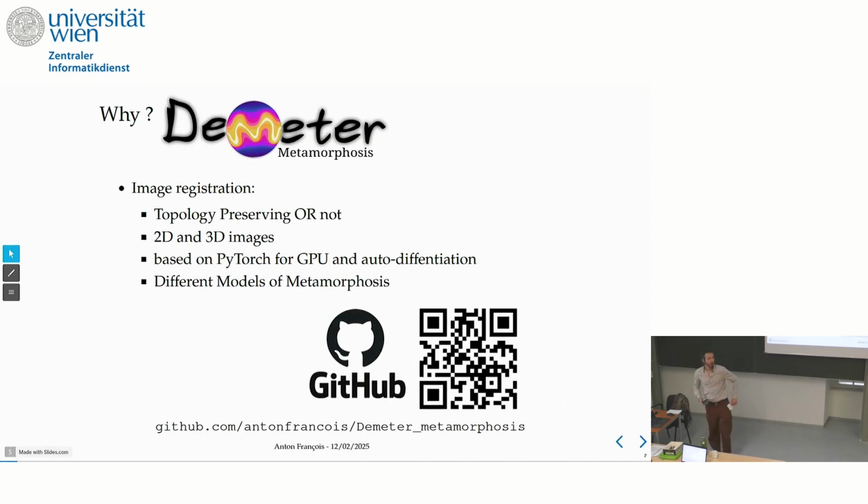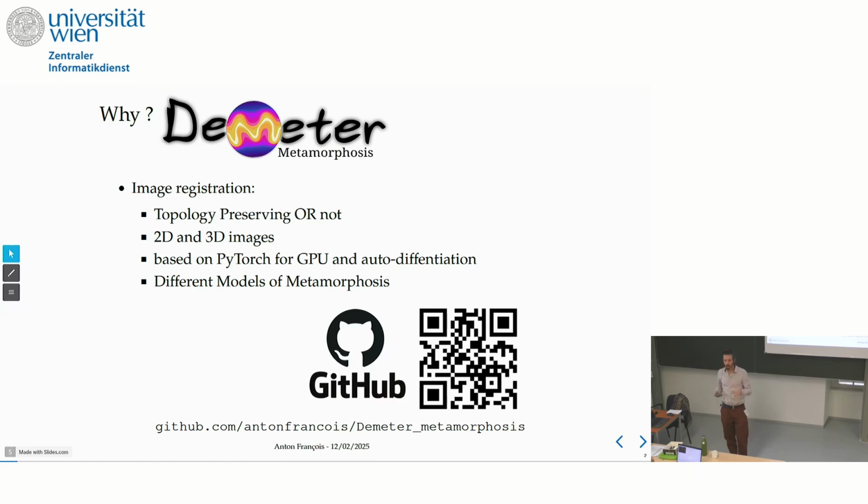So why should we use Demeter? For now, you should see it just as an image registration library, especially as it implements Metamorphosis, and I will come back to the definition of Metamorphosis. It is made for registering images with different topologies. It is made for 2D images, 3D images, and especially MRI.